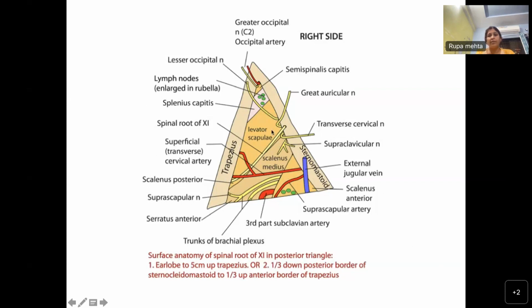Sternomastoid, trapezius. These are the various muscles: semispinalis capitis, splenius capitis, levator, scalenii. This is the clavicle, the mid-third part. These are the various nerves and the arteries which go through that. Three arteries, basically: the occipital artery, then the superficial transverse cervical, the subclavian artery, and the supraclavicular artery. And these are the various veins, EJV. These are the various cervicals, the 11th nerve and the cervical roots, and the brachial plexus roots.